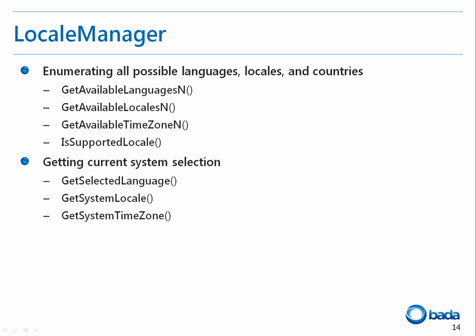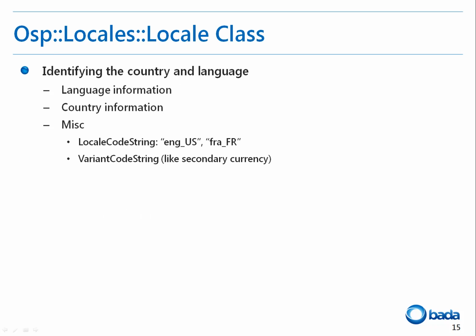Let's take a look at the functions provided by the most important class, the locale manager. The locale manager provides a list of all the languages, locales, and time zone IDs that can be used by the device. It also provides a function to evaluate whether a specific locale can be used on a device or if it's not supported. Additionally, functions are provided to query the language, locale, and time zone that are currently set in the system settings. The locale class represents a specific geographical, political, or cultural region.